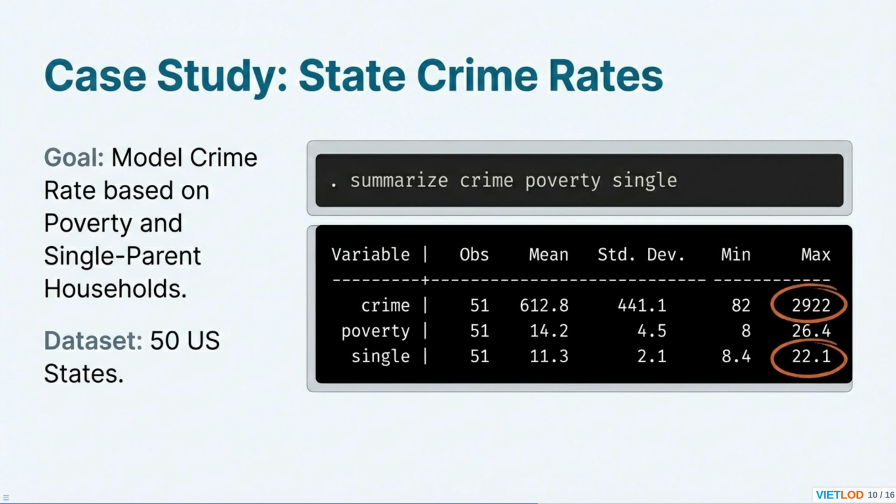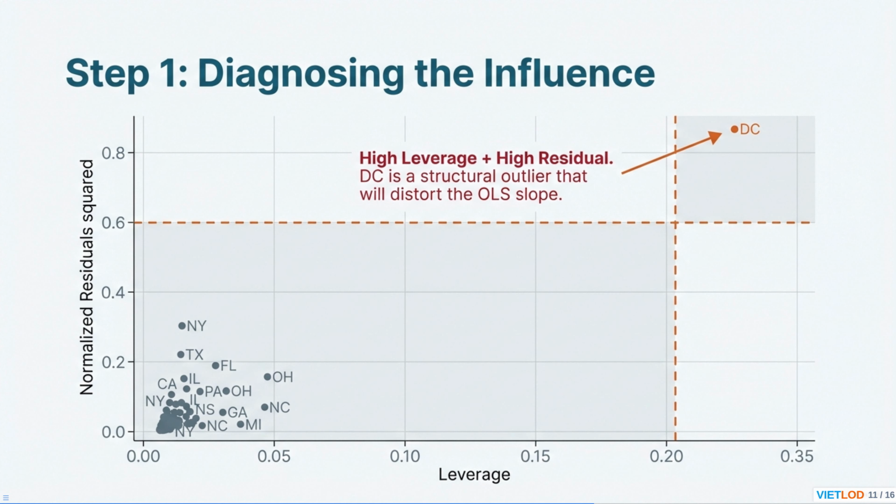To effectively address outliers, our first step is to diagnose their influence using a leverage versus residual squared plot. On this chart, the y-axis represents the normalized squared residual, which indicates how much a point deviates from the model's prediction. The x-axis shows leverage, reflecting how unusual a point's predictor values are. The most critical region is the top right quadrant, where observations exhibit both high leverage and large residuals. These are the bad leverage points that can severely distort our OLS regression.